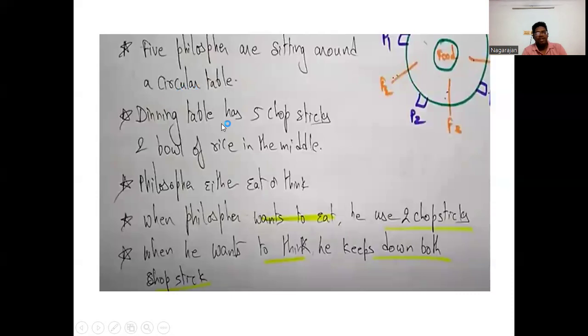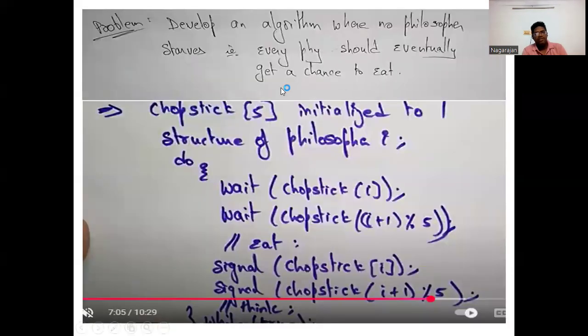So five philosophers are sitting around the table and they have only five chopsticks. If they all want to eat at a time, it is not possible. One by one they can eat and take food. So here you can develop an algorithm where there is no starvation. That means every philosopher has the chance to eat.